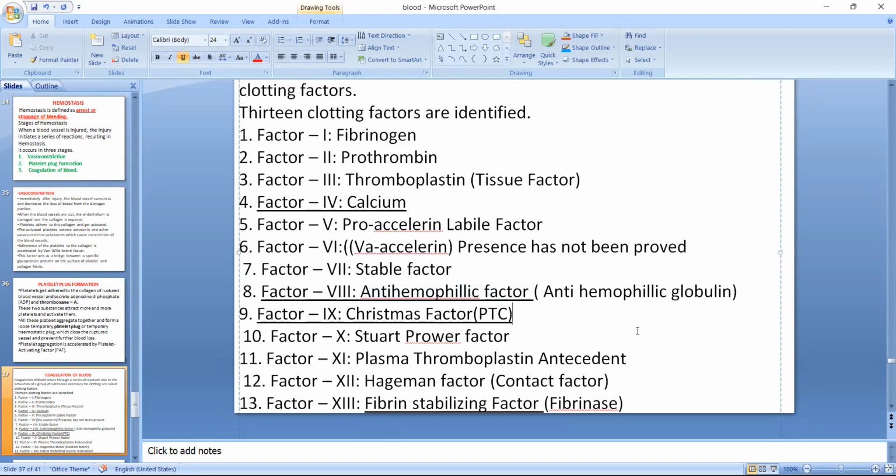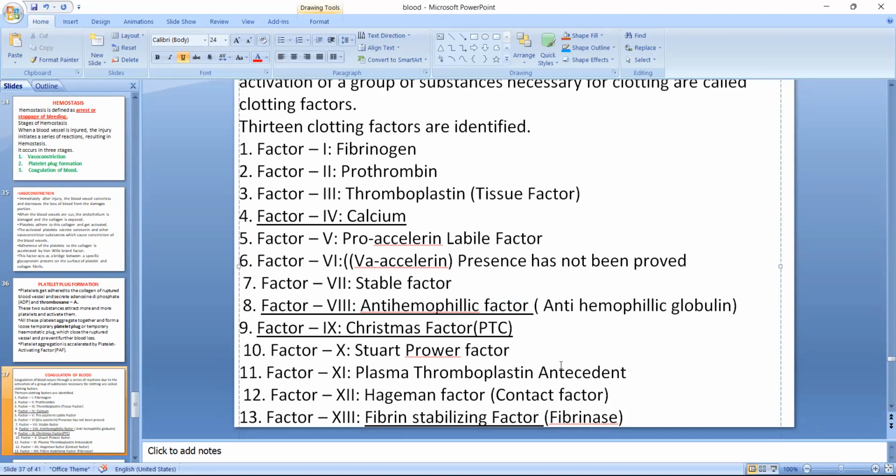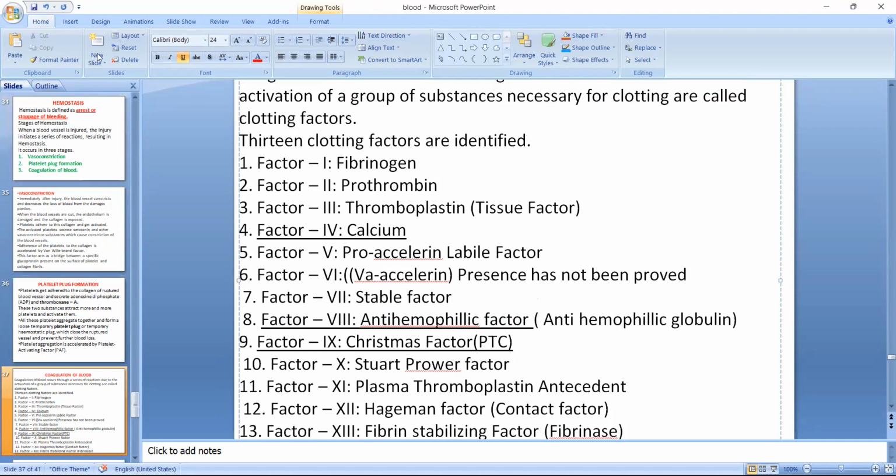Factors 8 and 9 play an important role in hemophilia. Okay, I'm stopping. Let's continue tomorrow.